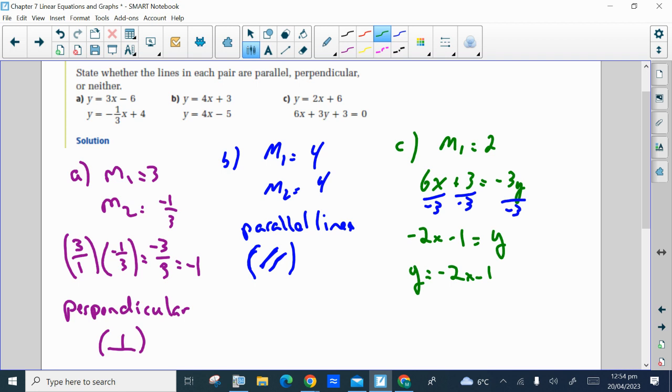Emil, what's the slope of that line? Pardon? You want to bet a pop on that?